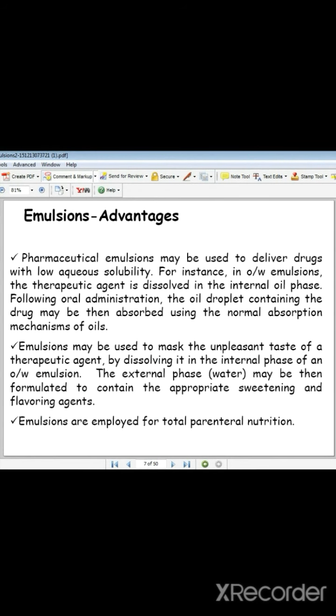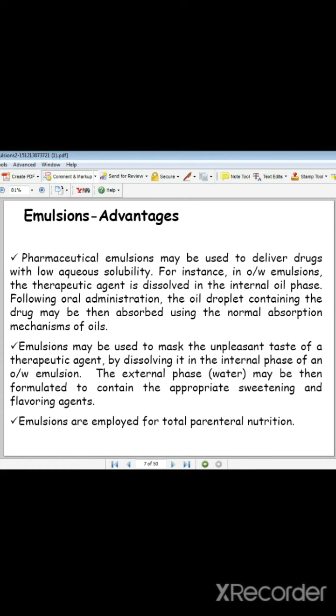Now, advantages of emulsion. Why do we use emulsion? The pharmaceutical emulsions may be used to deliver drugs with low aqueous solubility. For instance, in an oil in water emulsion, the therapeutic agent is dissolved in the internal oil phase. Following oral administration, the oil droplets containing the drugs may then be absorbed using the normal absorption mechanism of oils.